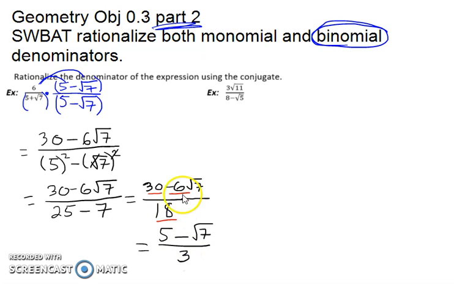So this is still simplifying a fraction. I know it looks a little more complicated, but that's all we did. We simplified the fraction. They all divided by 6. So that's our answer. One more example for this.